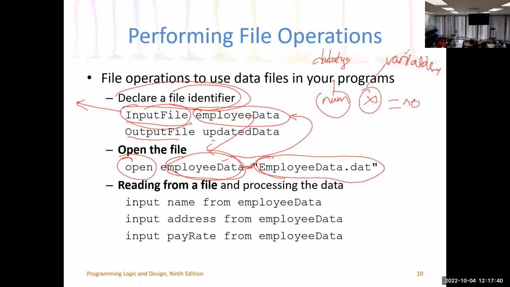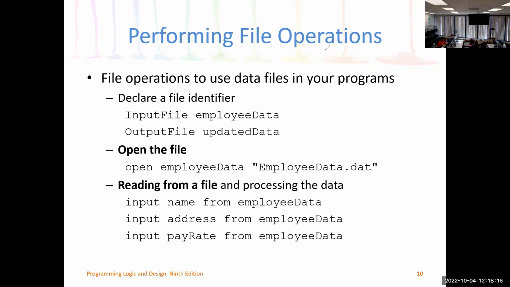So when you're reading the file, processing data, when you want to read it here, when you want to access the file and take it out, what's the name? So we see input name, input address, and input pay rate, from what? From employee data. What's the employee data? Employee data is a variable and it is linked to the file name here. That's the process. For now it looks awkward here, but I hope you understand the process here.